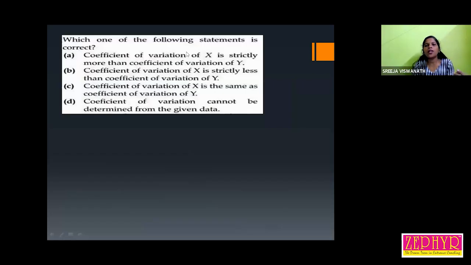Which one of the following statements is correct? Coefficient of variation of x is strictly more than coefficient of variation of y. How to find the coefficient of variation? What is the formula? CV, coefficient of variation.